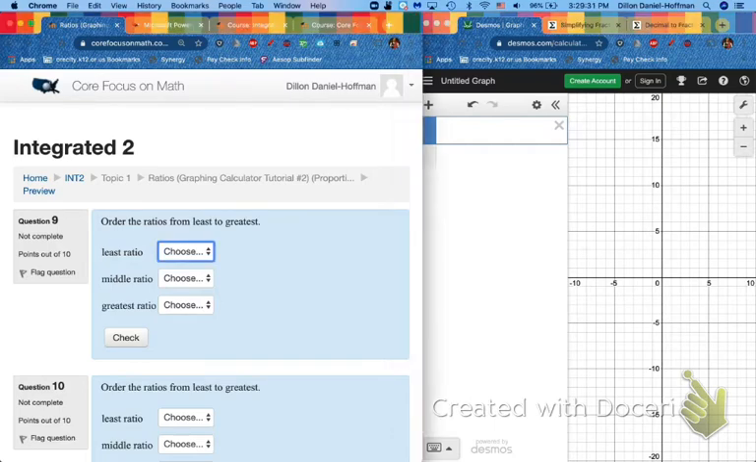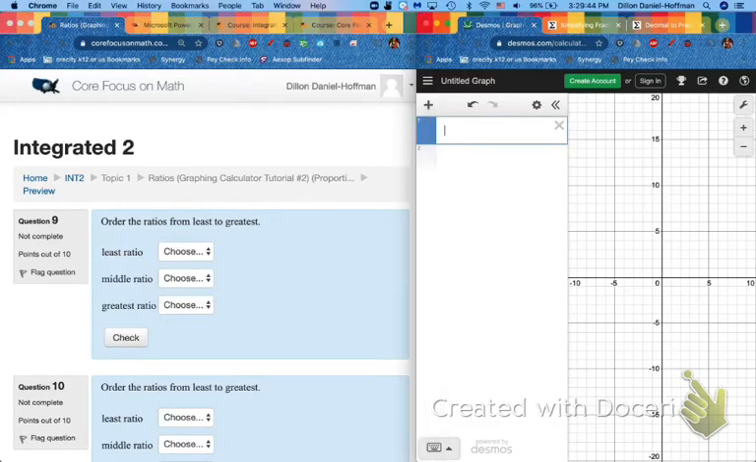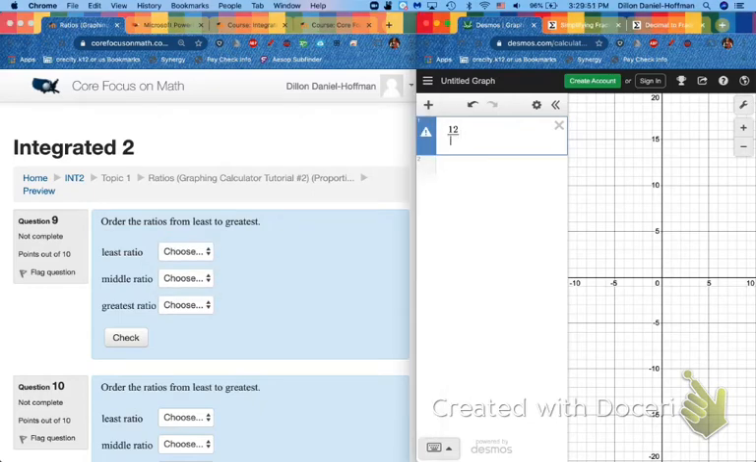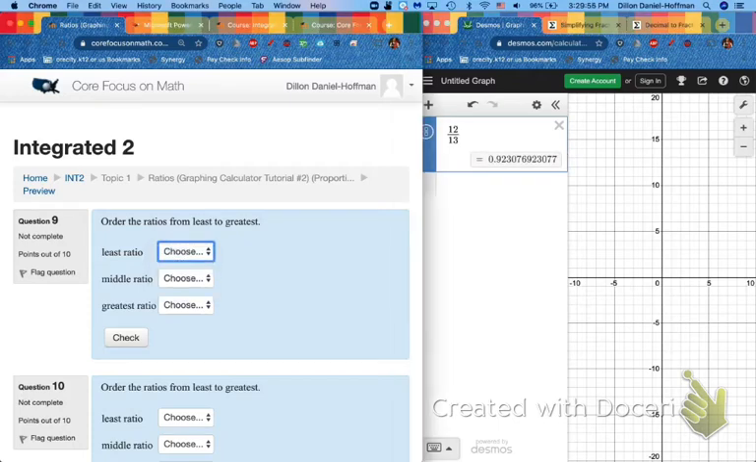So in order to best compare ratios, my advice is to always turn them into a decimal and then compare those decimals because you're used to comparing decimals with money. And here's what I mean. So 12 out of 13, I'm going to type that in. I said 3, but 13. 12 out of 13. And then we've got 1 out of 13 and 5 out of 13.